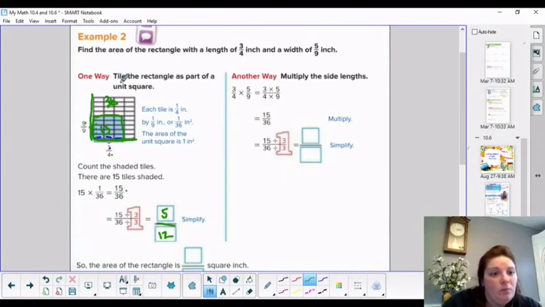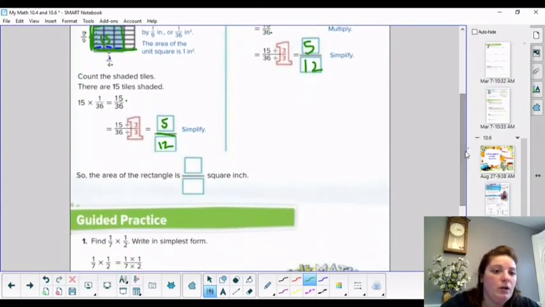This method of using an area model may or may not be useful, or you could just multiply, okay? Multiplying fractions is actually easier than adding and subtracting because you just multiply. 3 times 5 is 15. 4 times 9 is 36. You could simplify it, okay, and we still get 5/12. So the area of the rectangle is 5/12 of a square inch.